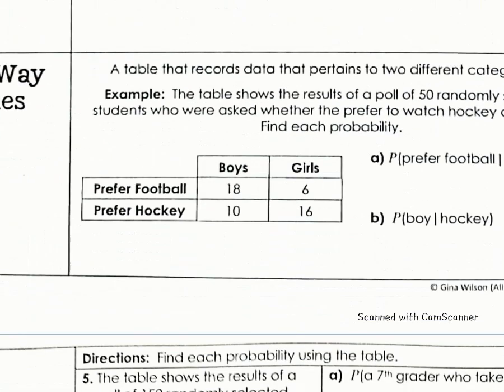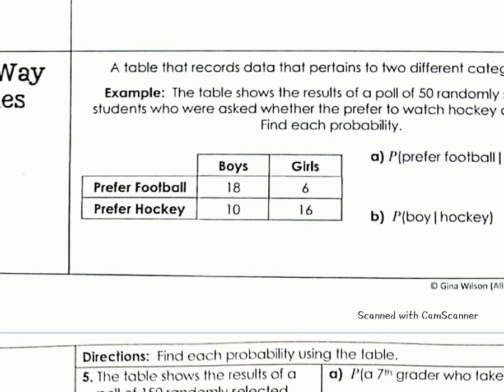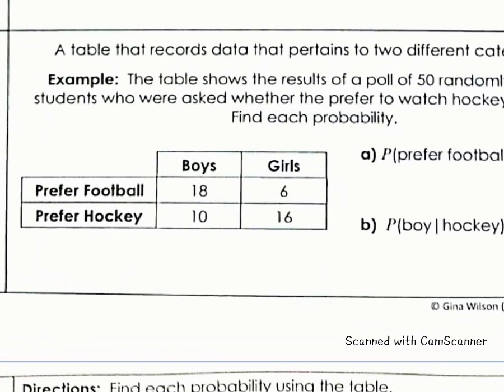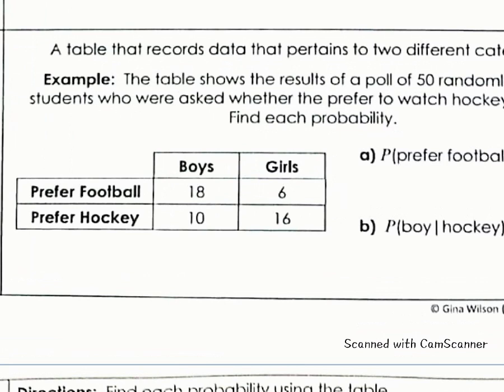It's called the two-way tables. And I love these. I think the two-way tables make things really, really simple because it helps you to narrow your focus down. So I want you guys to look at this. A, it says probability that they do what? Prefer football. What's that little line mean? The probability that they prefer football given that they are a girl.